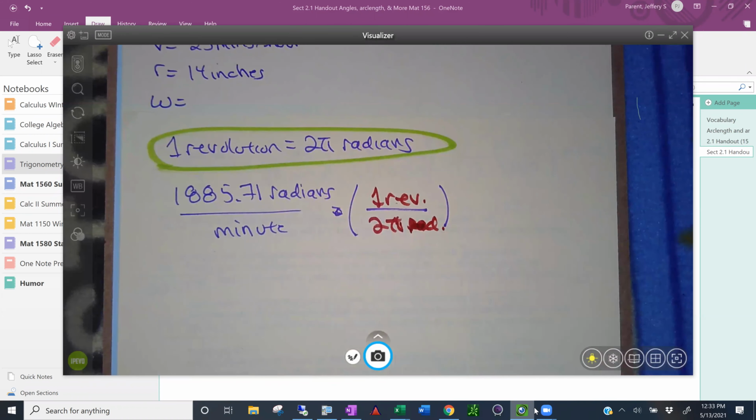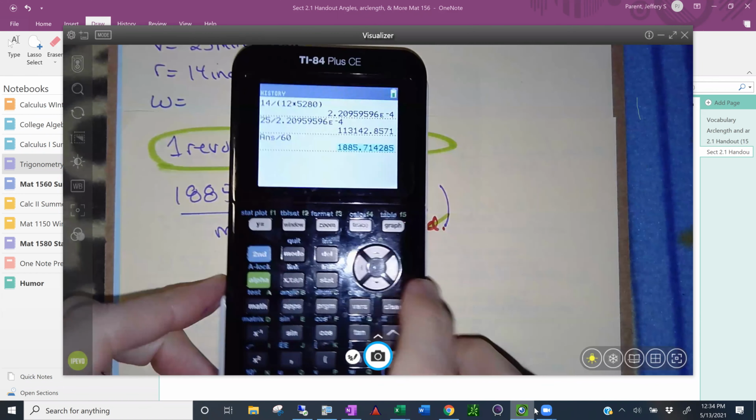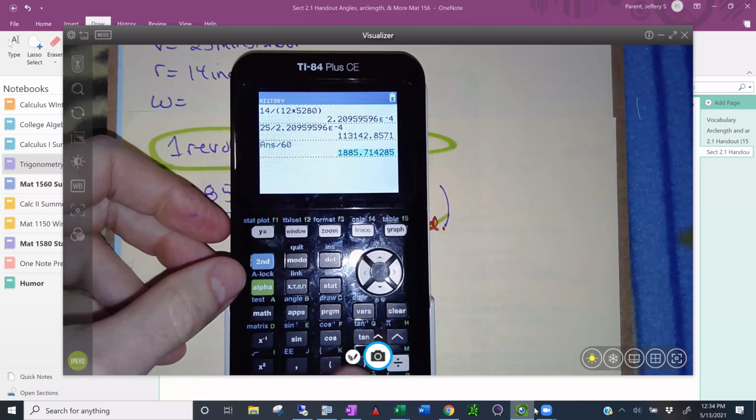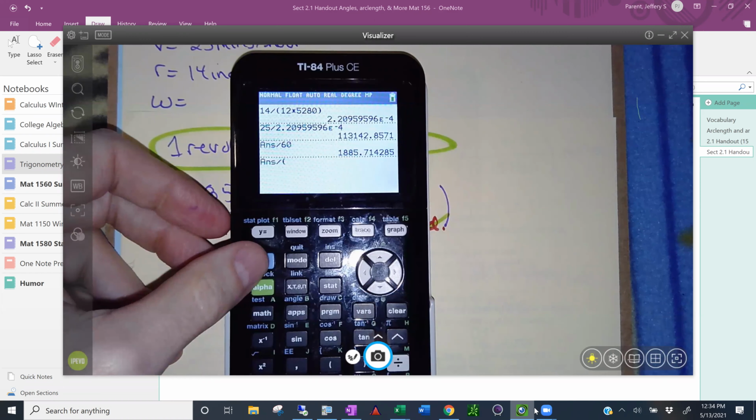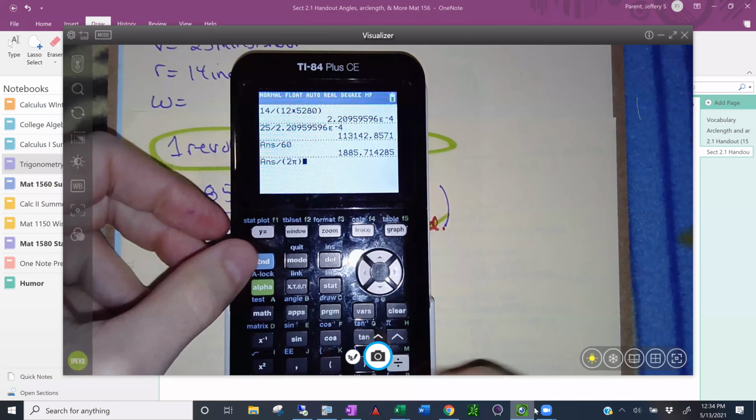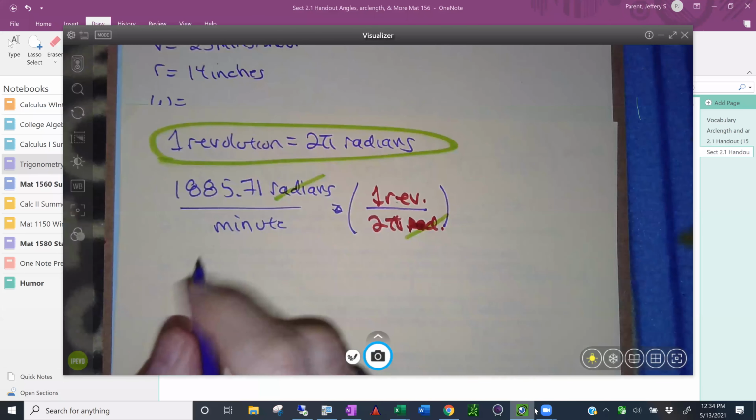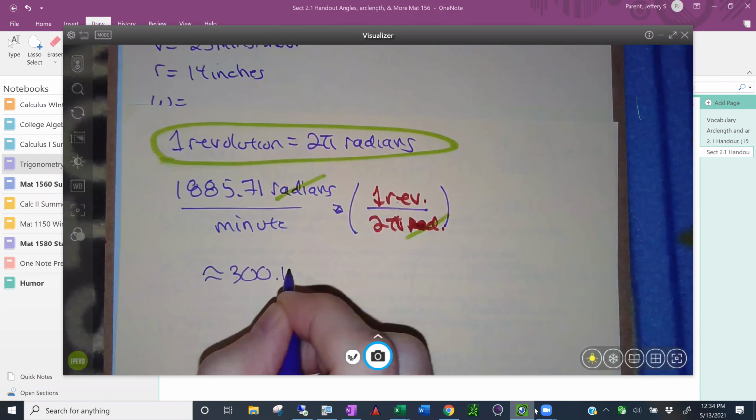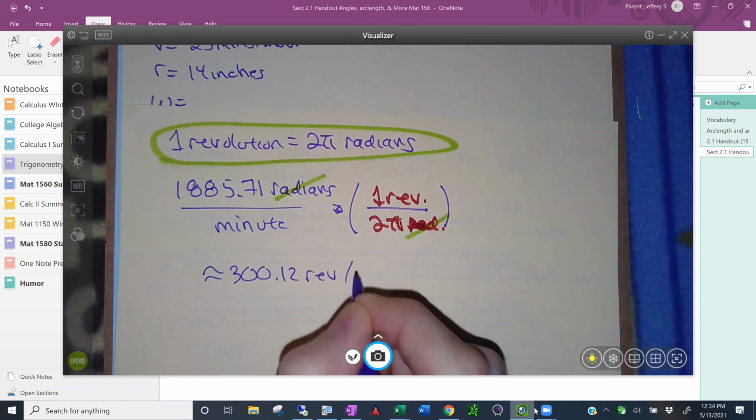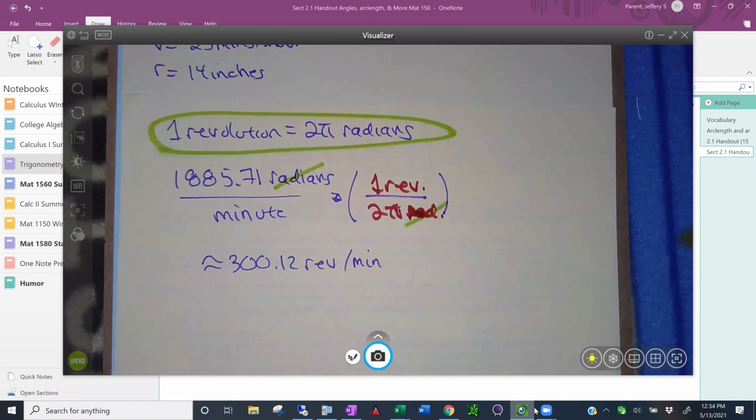And cool. That cancels out. So basically, you just got to divide this by 2 pi. And that'll do it. So divide by parentheses 2 pi. And that's your answer. 300.12 revolutions per minute. That's pretty cool. That means your tire is turning about 5 times every second is what that's equating to. Neat.